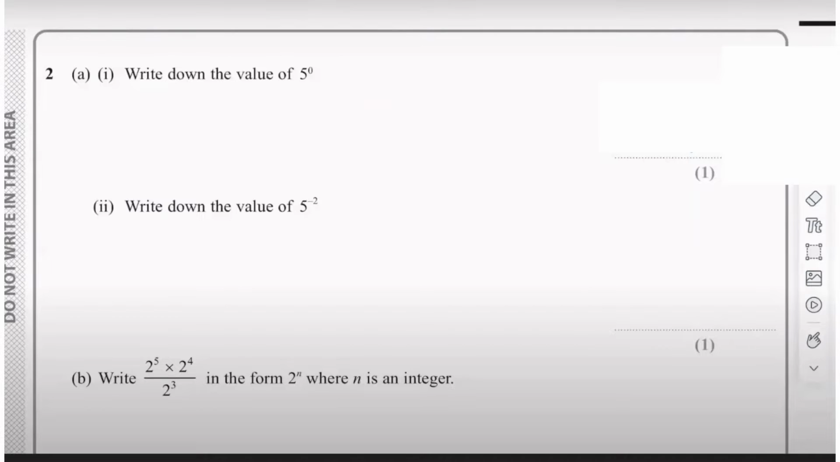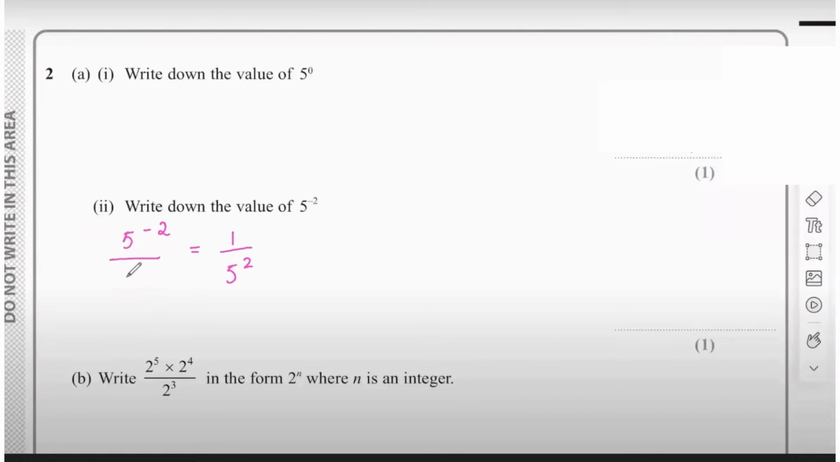Then it says write down the value of 5 to the power of -2. First, I'm going to rewrite 5 to the power of -2 in positive power, which is going to be 1 over 5 squared. In order to make the power positive from negative, we take the reciprocal of the term. So when you take the reciprocal of 5 to the power of -2, that's going to be 1 over 5 squared. Basically, we swap the numerator with the denominator.